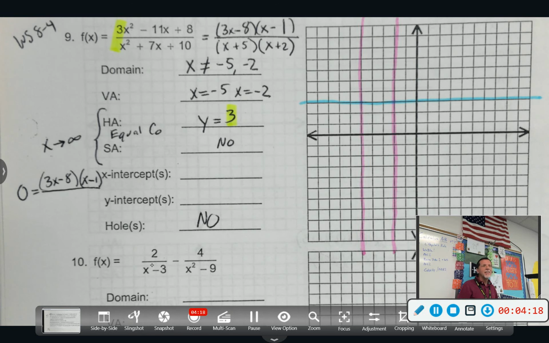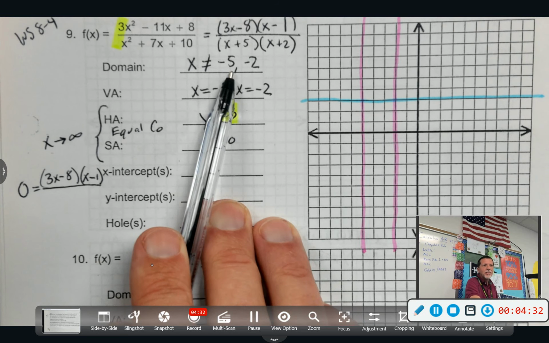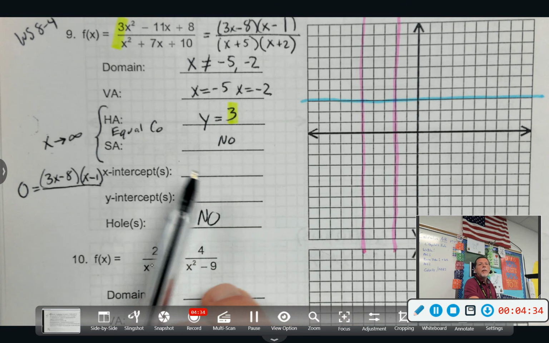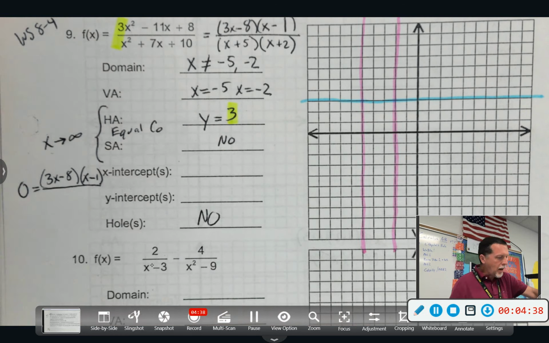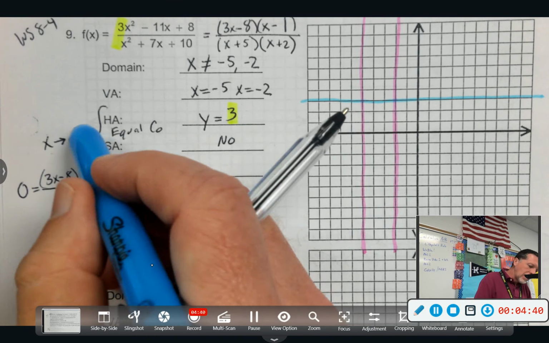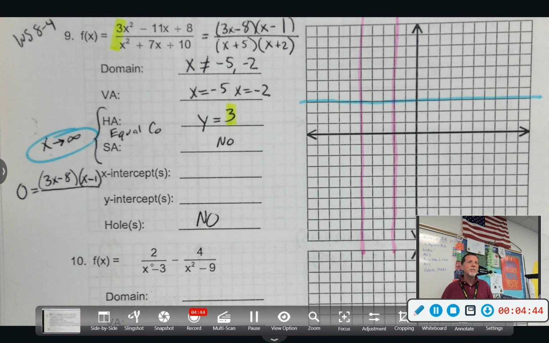Wait, slanted asymptotes can be crossed, right? Slanted and horizontal asymptotes can be crossed. Yes. Never vertical, because we can't have those values because they would make the bottom 0. Horizontal and slant asymptotes tell us what's happening as x gets really big. So when x is not really big, they can be crossed.